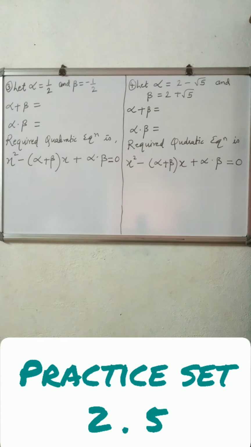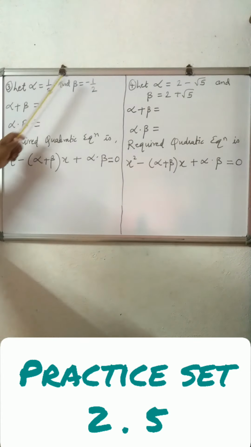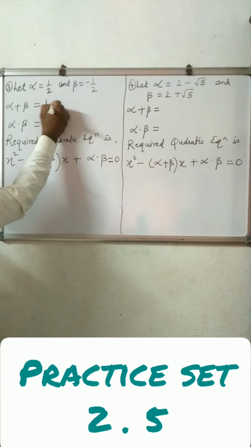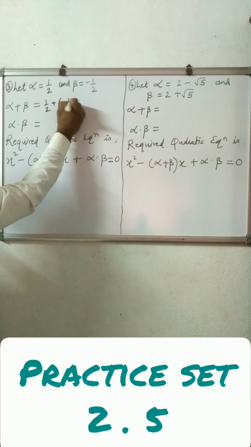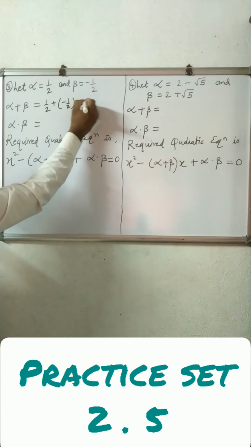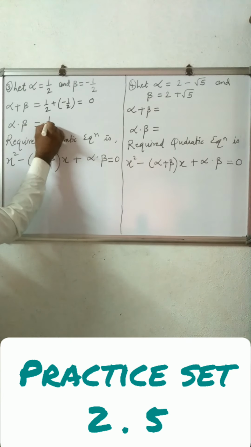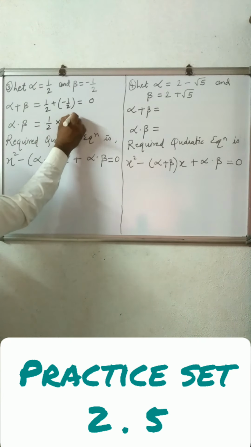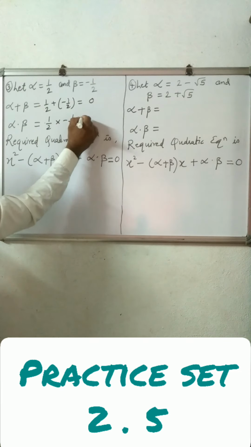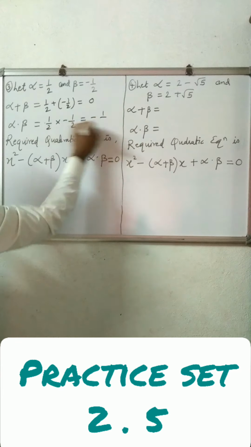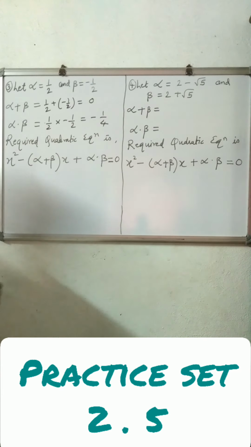Third example. Let alpha is equal to 1 upon 2 and beta is equal to minus 1 upon 2. Therefore, alpha plus beta is 1 upon 2 plus minus 1 upon 2, which is equal to 0. Then alpha into beta is 1 upon 2 into minus 1 upon 2, which is equal to minus 1 upon 4, since 2 2s are 4.